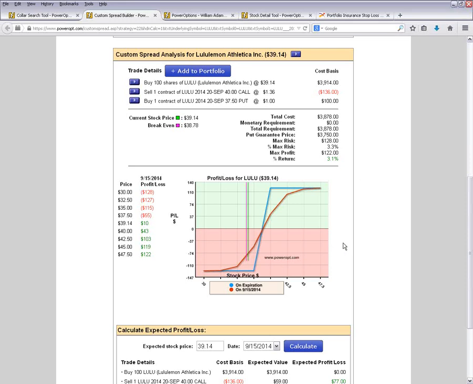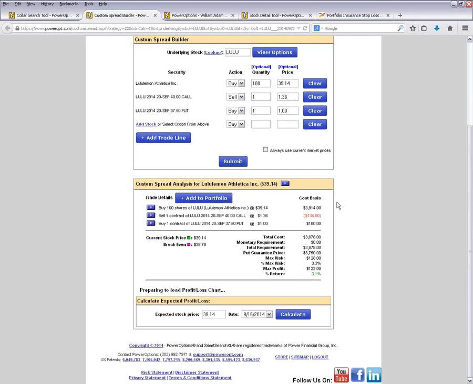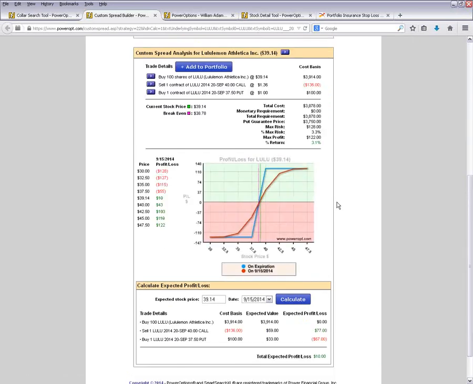I'm sorry, I'm zoomed in, so it's giving a weird graph there. Let me go back to this here and refresh the page. Sorry about that. Perfect, a little bit better.